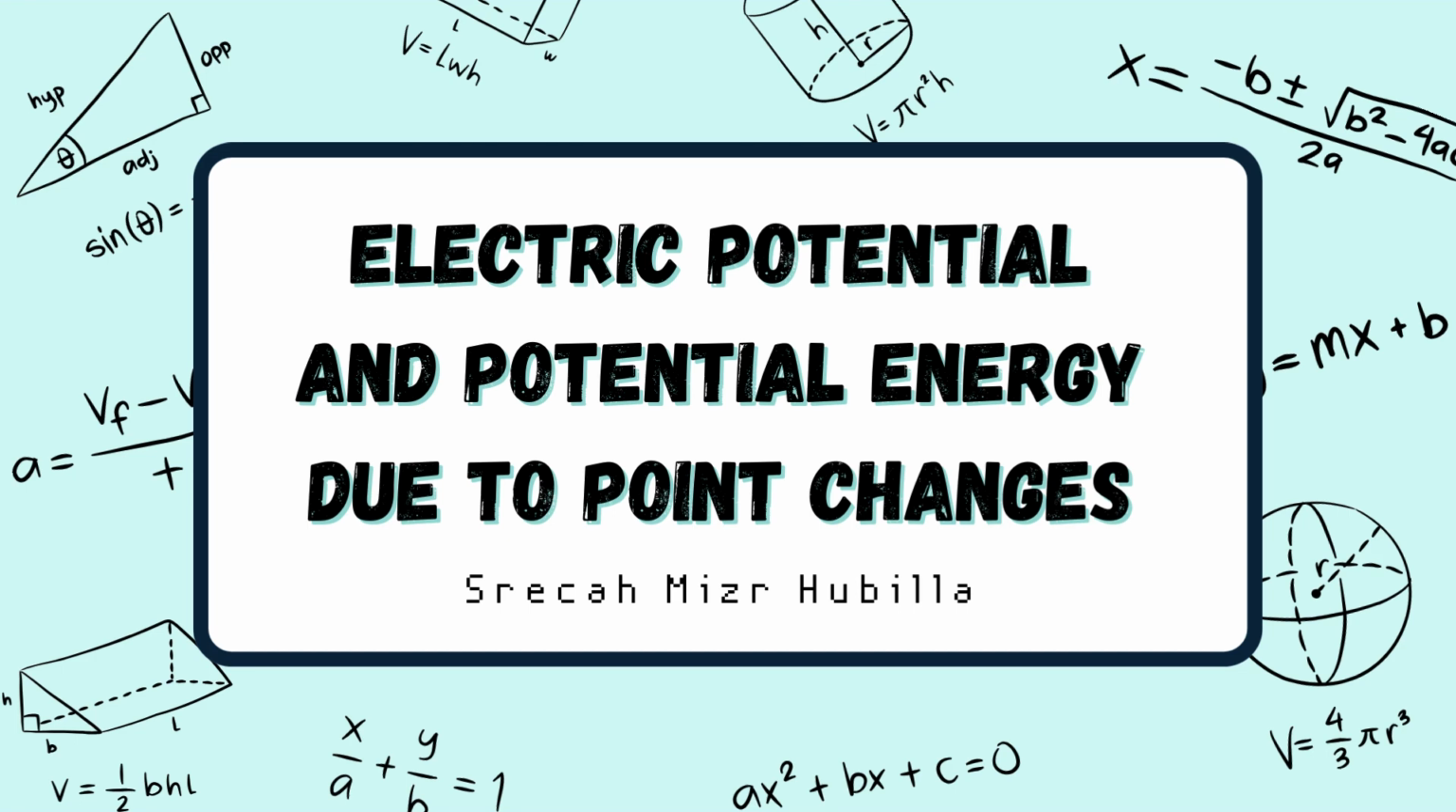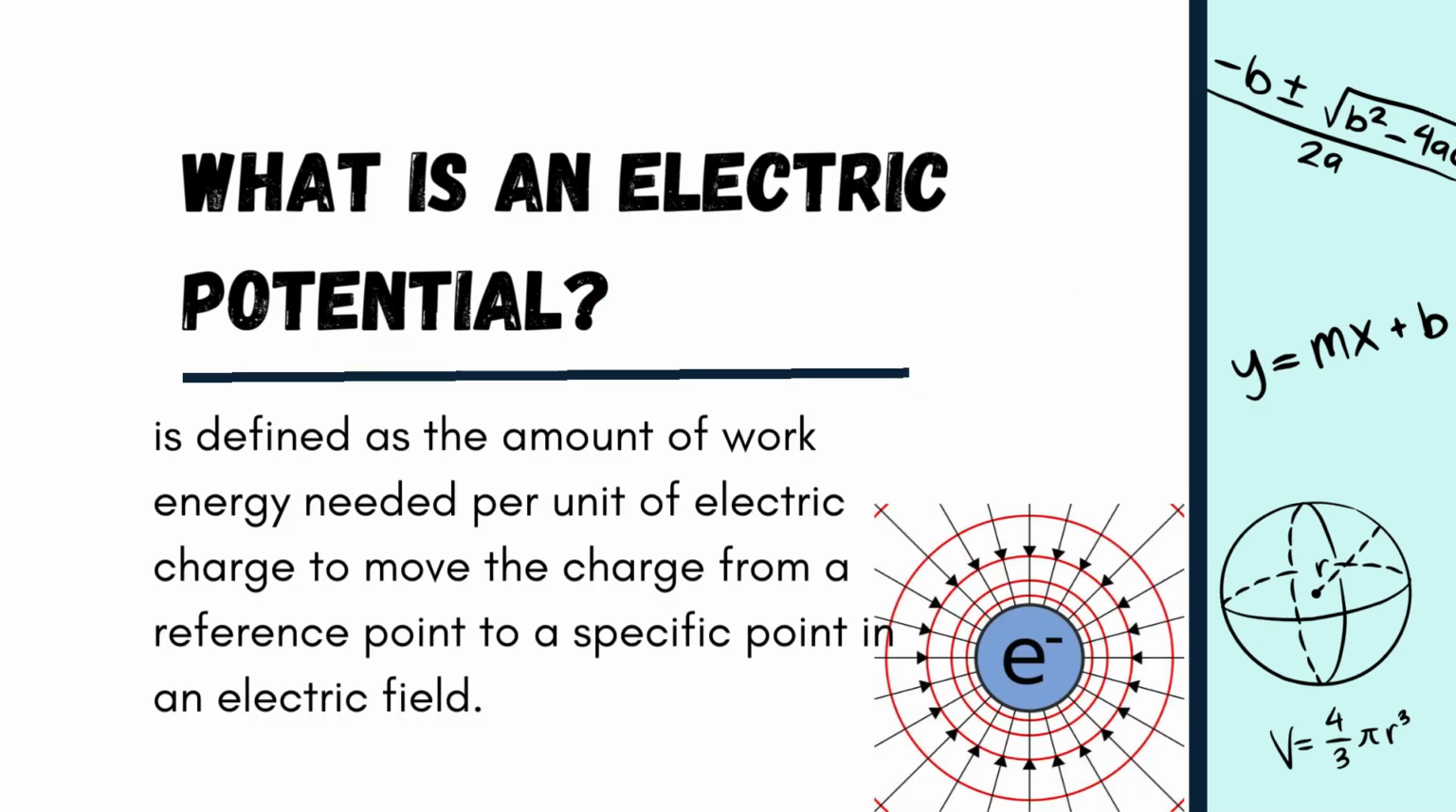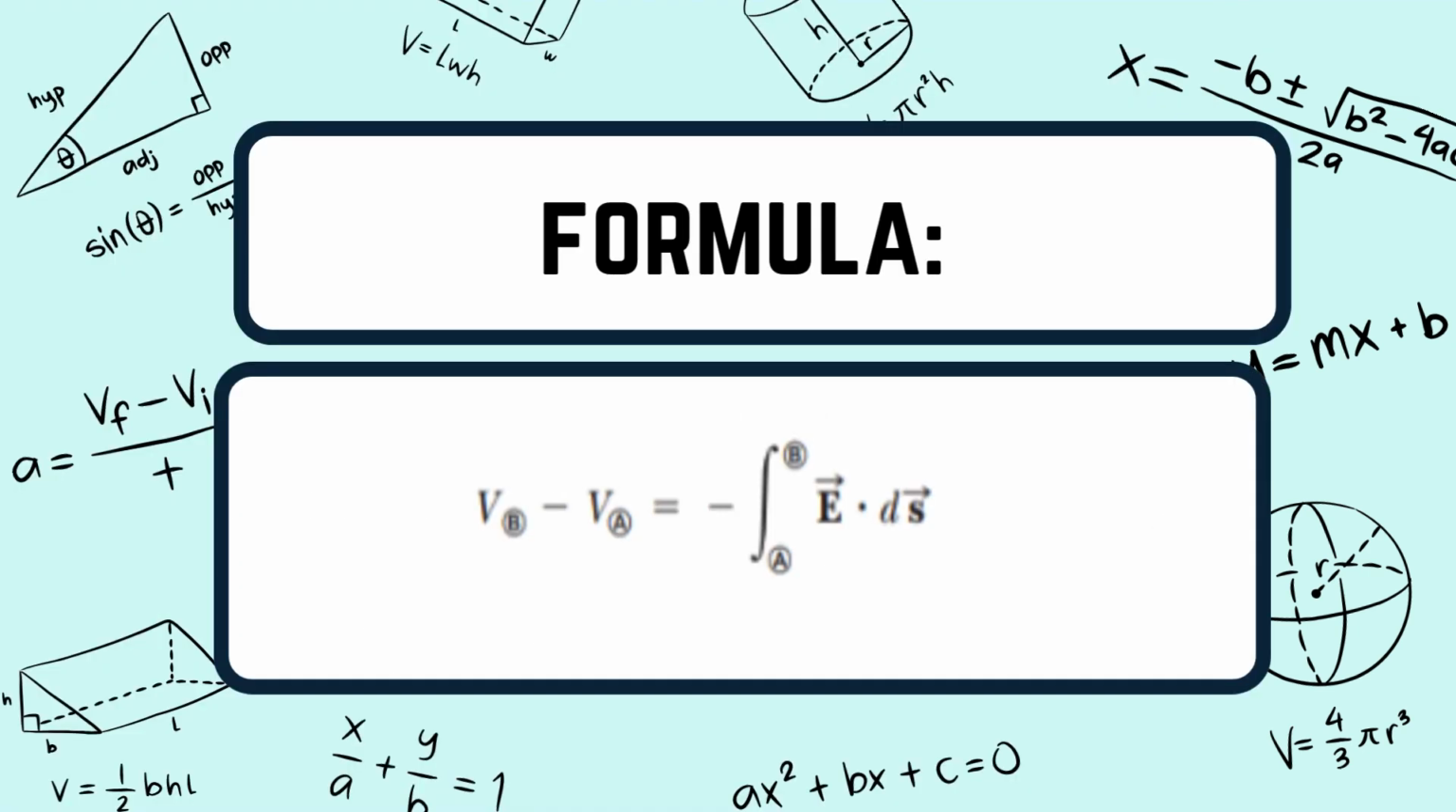So ano nga bang pagkakaiba ng potential energy and electric potential? So electric potential is defined as the amount of work, or energy, needed per unit of electric charge to move the charge from a reference point to a specific point in an electric field. So, ito yung formula niya.